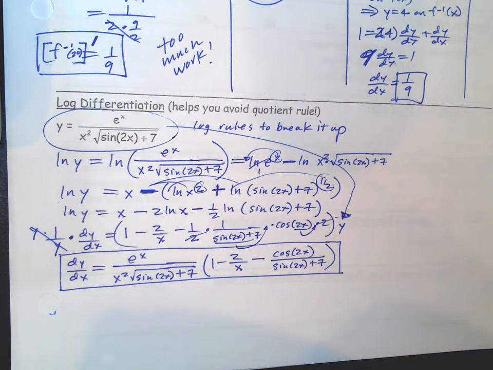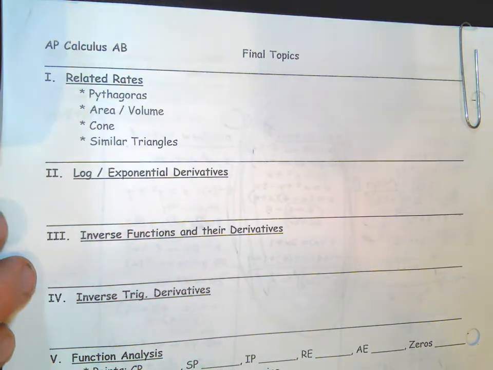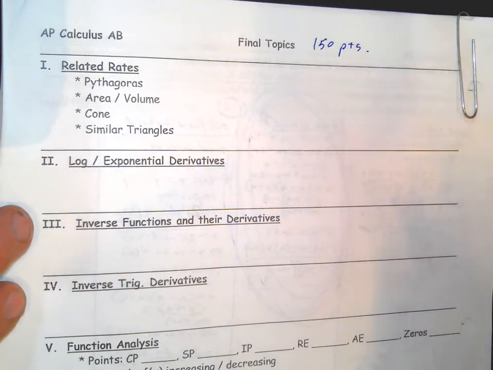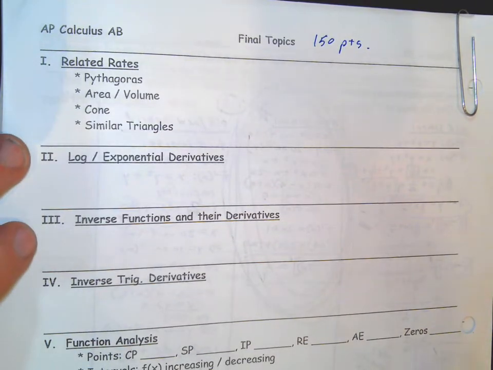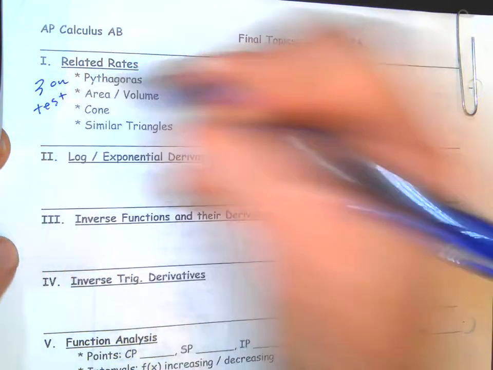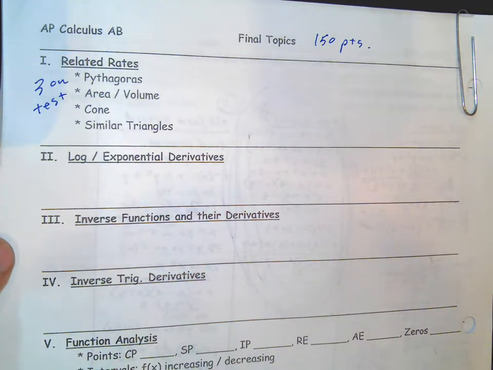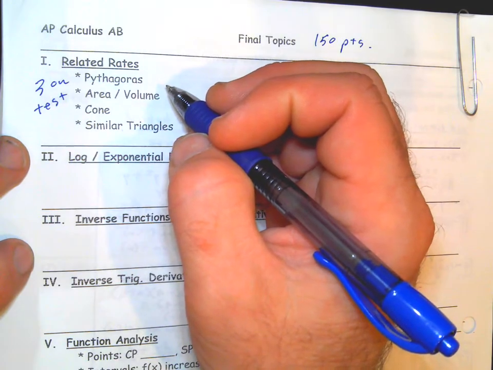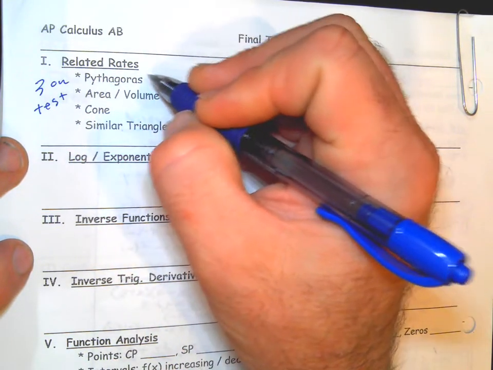Now, for the test, I have a review on the back, sort of a note sheet, and we can fill it out here with all the things that are going to be on your test, which is going to count as your final, so it's going to be 150 points. You're going to make it a little more than normal. Now, we're going to have related rates. You're going to have 3 of them on your test in one section, each with multiple questions. Some of the possible relationships you might involve are the Pythagorean theorem.